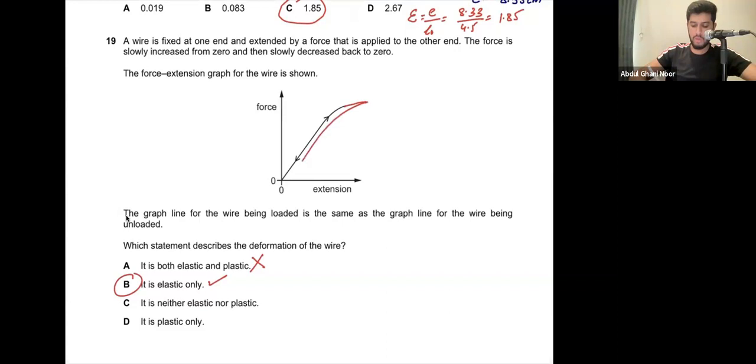So this is what the unloading curve would have looked like. It would never return back to its starting position. That is the answer to number 19.